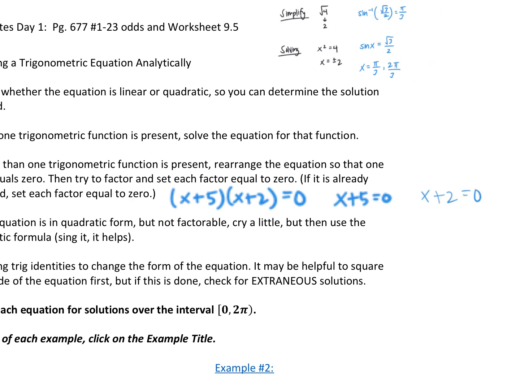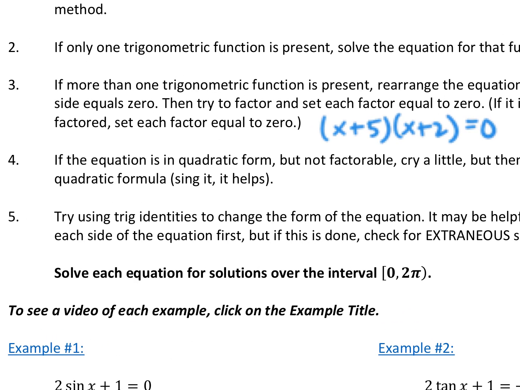That's called the zero product property. So you can set each factor equal to 0. If you ever see something factored, I do not want to see you guys FOIL it back out when you're solving it because it's already done, right? If it's in quadratic form, but you can't factor it, cry a little, but then use the quadratic formula. Don't cry, please, okay? But you can use the quadratic formula, or you can use your graphing calculator to solve it for you. And I'll show you how to do that here at the end.